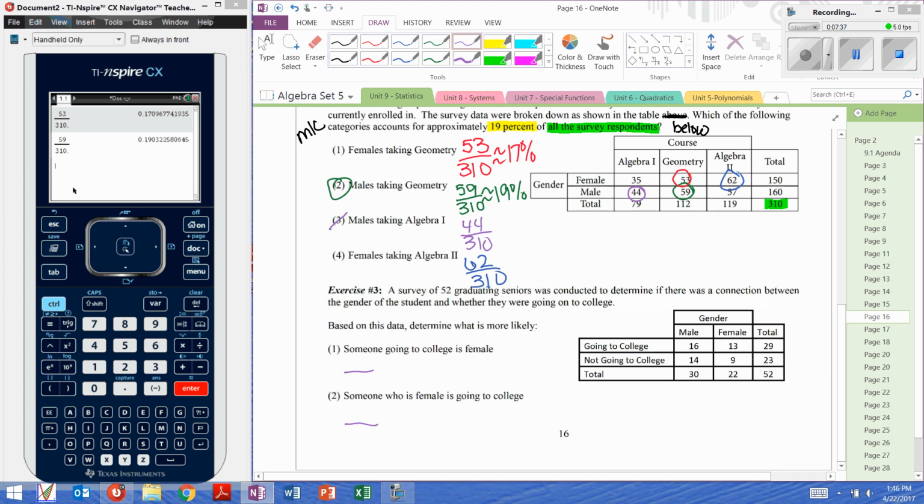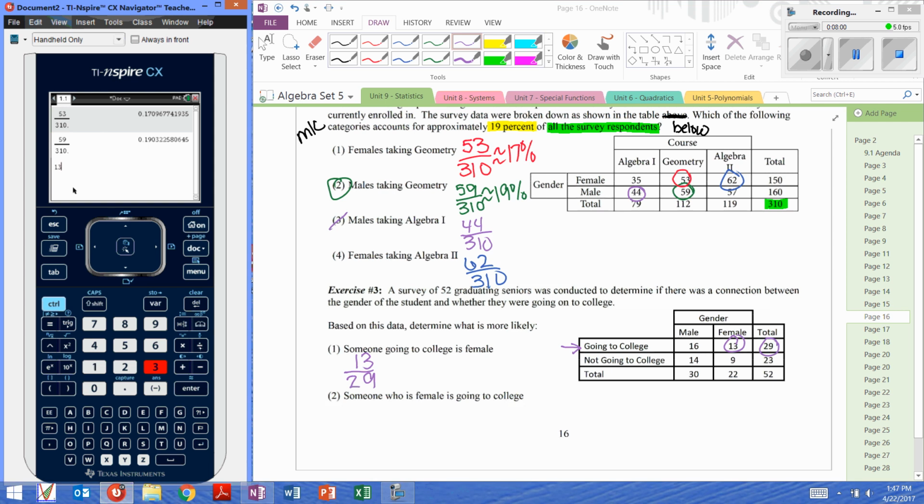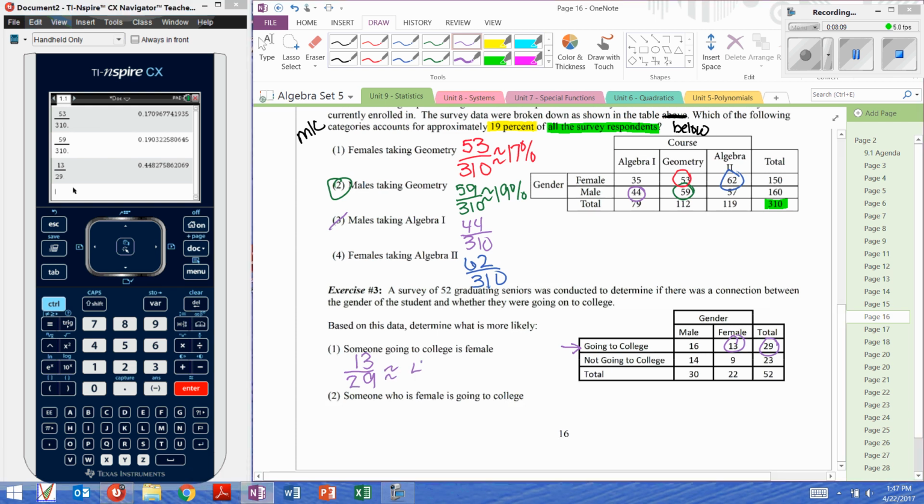So someone going to college. Okay, so let's look in the college category. Going to college, let's keep going all the way to the end. That's 29. The total that they surveyed was 29. And then we need to look at the female section. 13 out of 29. All right, I think that comparing to decimals or percents is always the better option. So this is about 40, let's say 45%, approximately.